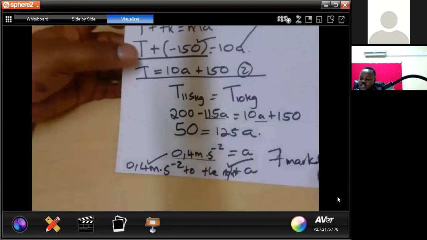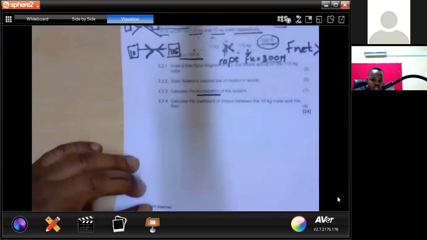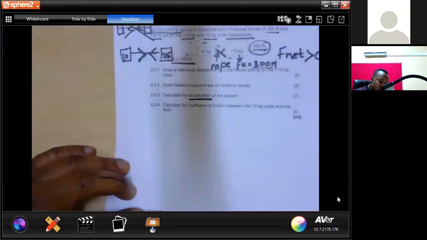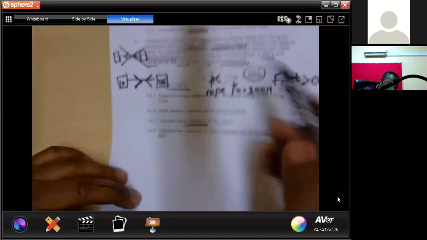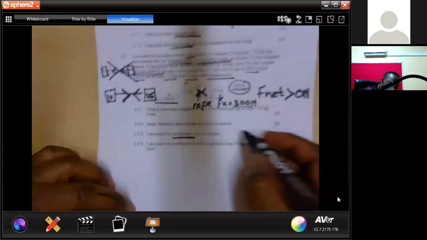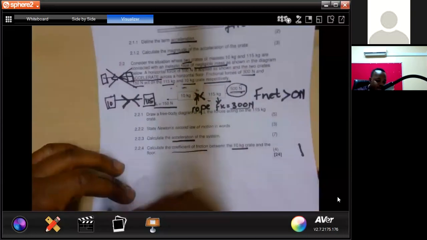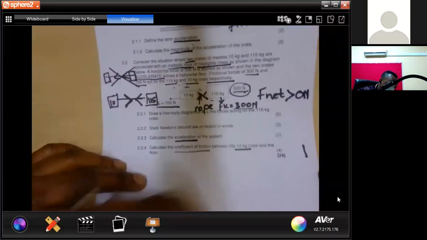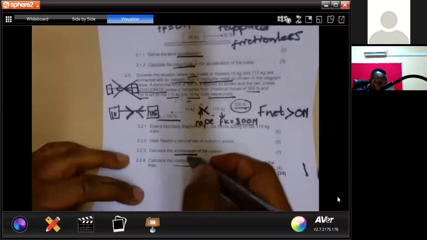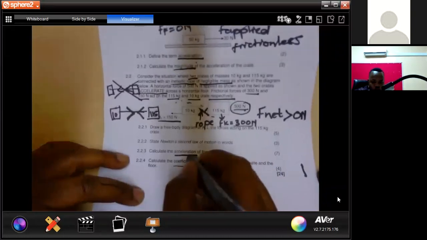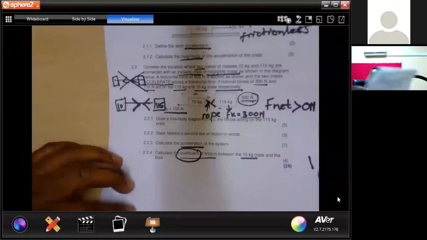Then the last question requires us to calculate the coefficient of friction between the 10 kilogram crate and the floor. So they want the coefficient of friction between the 10 kilogram crate and the floor. Remember, we want the coefficient of friction. We don't want the magnitude of the frictional force. We want that coefficient of friction.